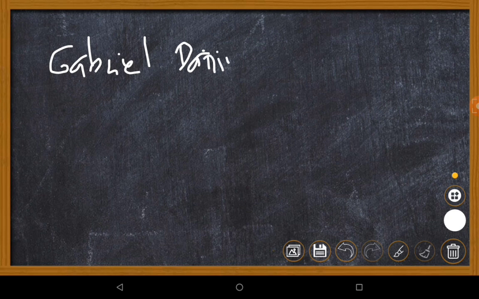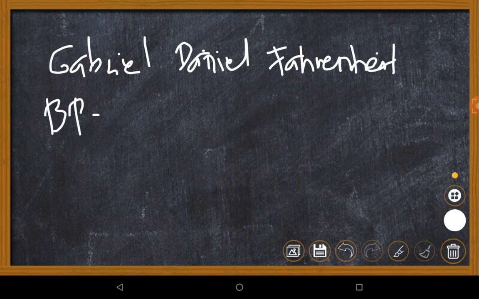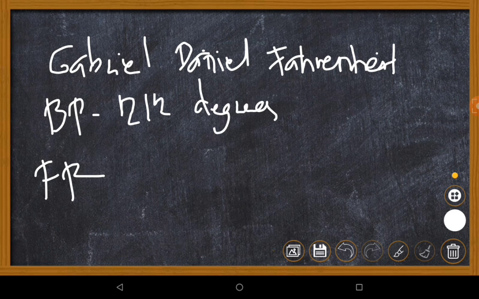While Fahrenheit was named after the German physicist Gabriel Daniel Fahrenheit, the boiling point of this unit is 212 degrees Fahrenheit, while its freezing point is 32 degrees Fahrenheit.